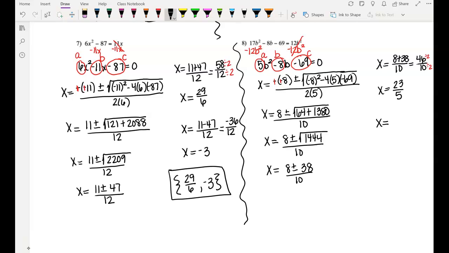And x equals 8 minus 38 divided by 10, which is negative 30 divided by 10. So x equals negative 3. So my solution set is 23/5 and negative 3.